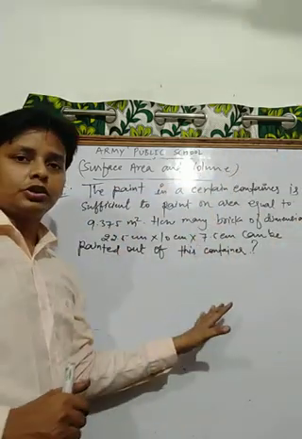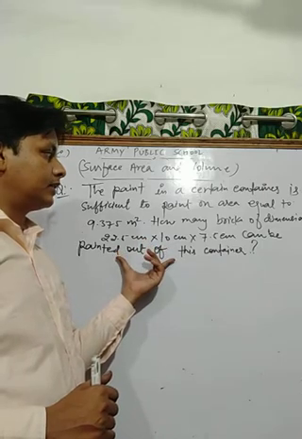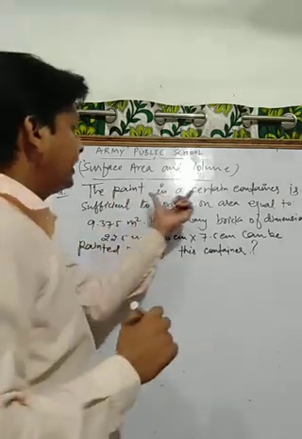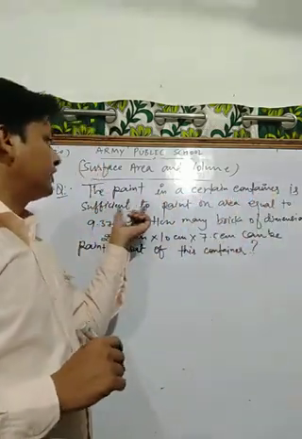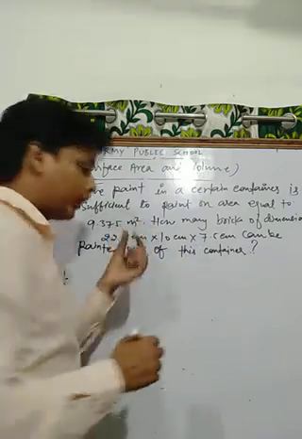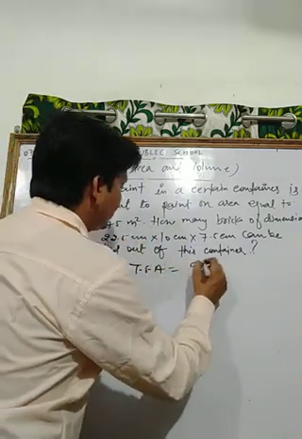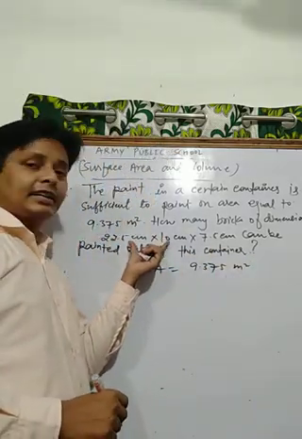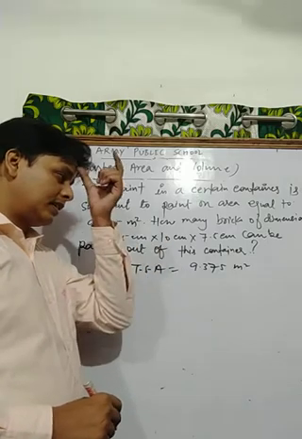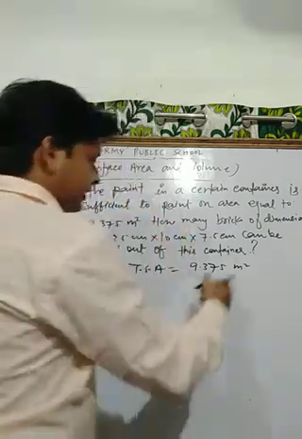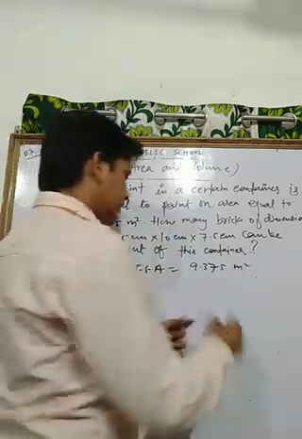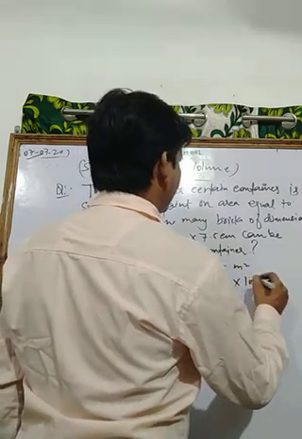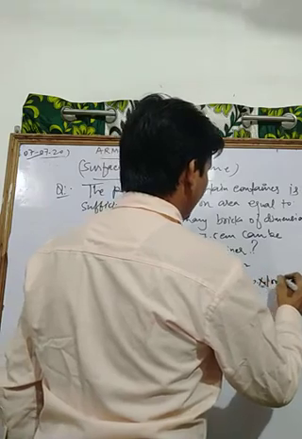Okay, in this question, the number of bricks is equal to what? The paint in a certain container is sufficient to paint an area equal to this, meaning the total surface area is 9.375 meter square. First we convert it into centimeter square, that is 9.375 into 100 into 100 centimeter square.